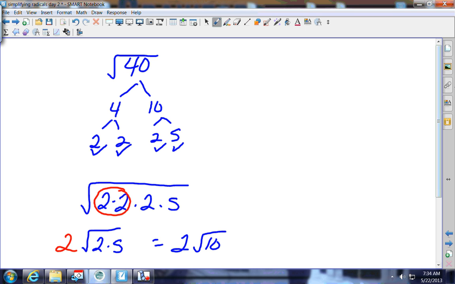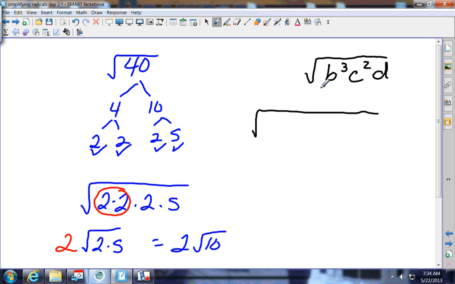All right, so say I had this. If I went to break it apart, that's a B. B to the third means 1, 2, 3, right? C squared means 2 C's, and then we have a D.